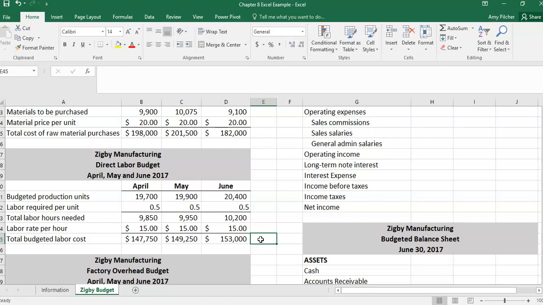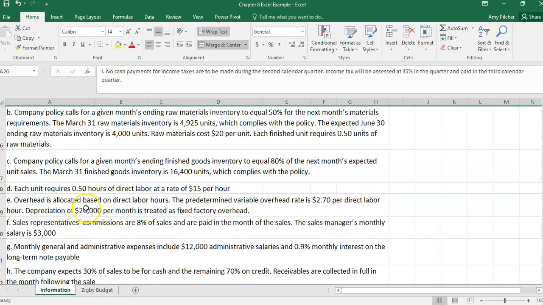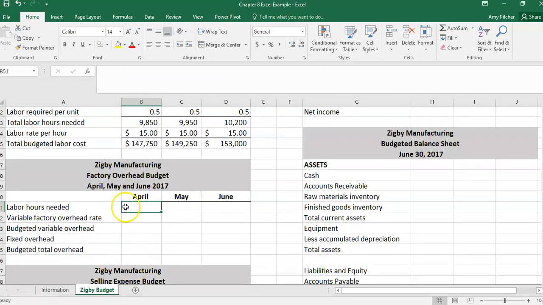The last manufacturing budget is the factory and overhead budget. If we look at our information, we see that overhead is allocated based on direct labor hours at a predetermined variable overhead rate of $2.70 per direct labor hour. Let's just look at that first before we get to the fixed overhead. So we base it on direct labor hours, which comes from the labor budget. And we have an overhead rate of $2.70 per labor hour.